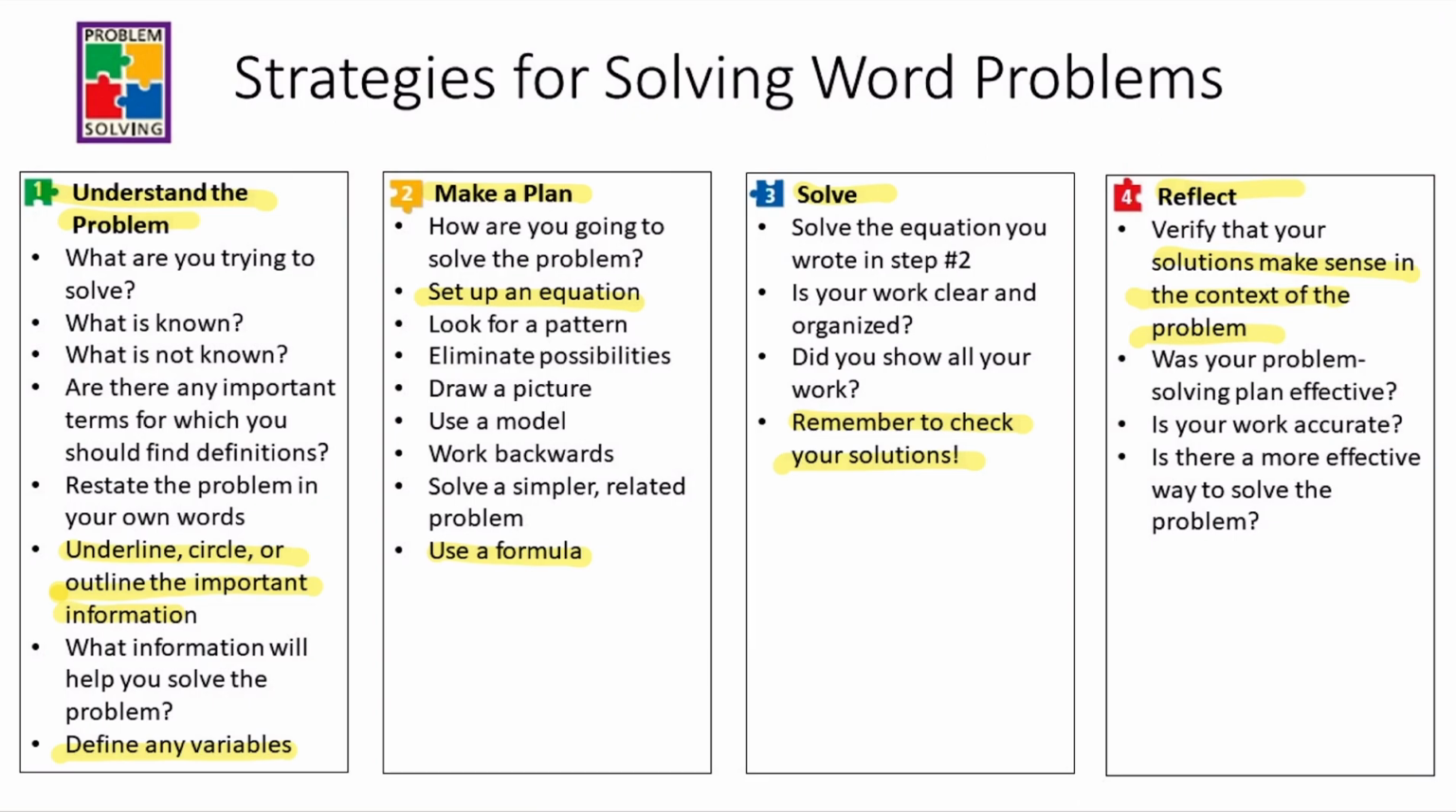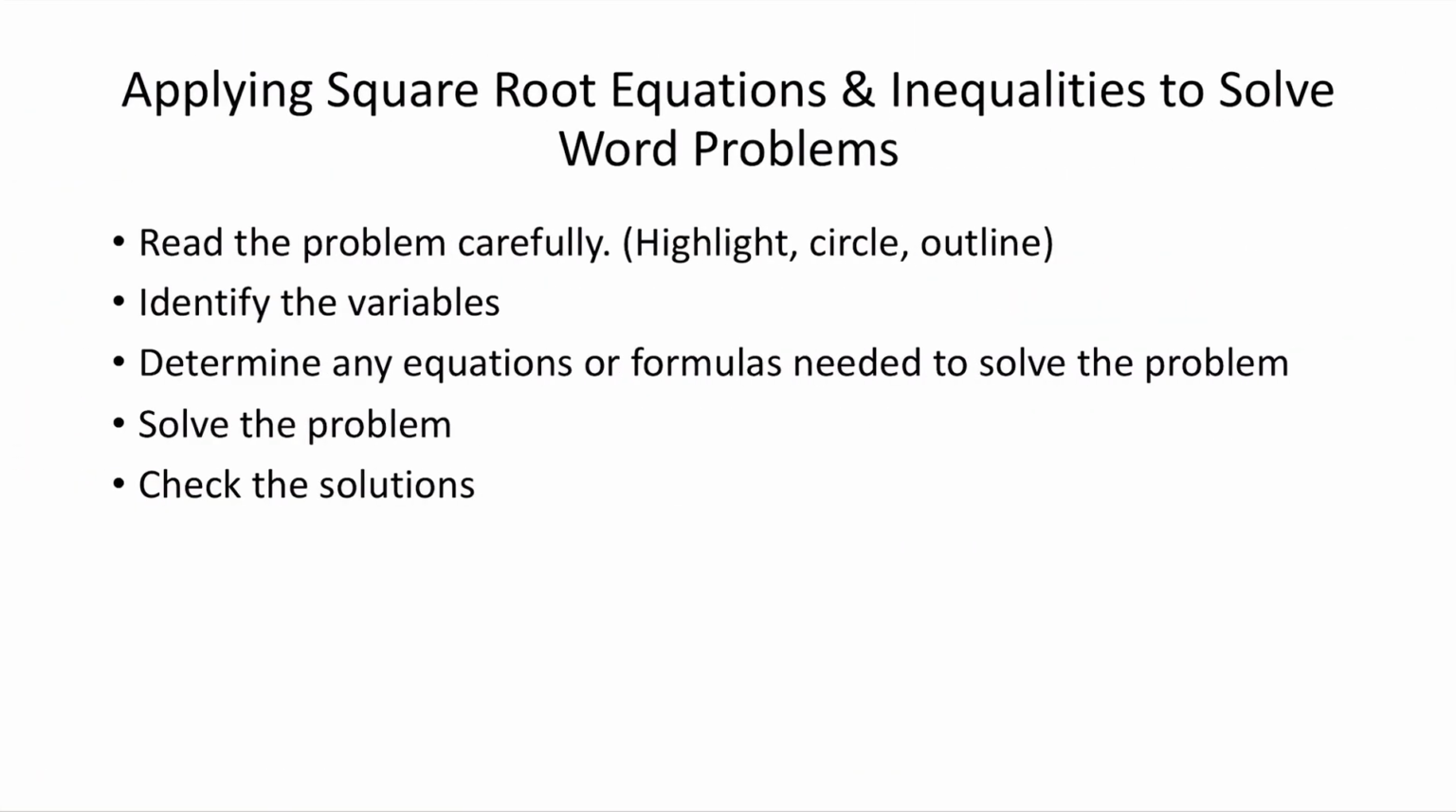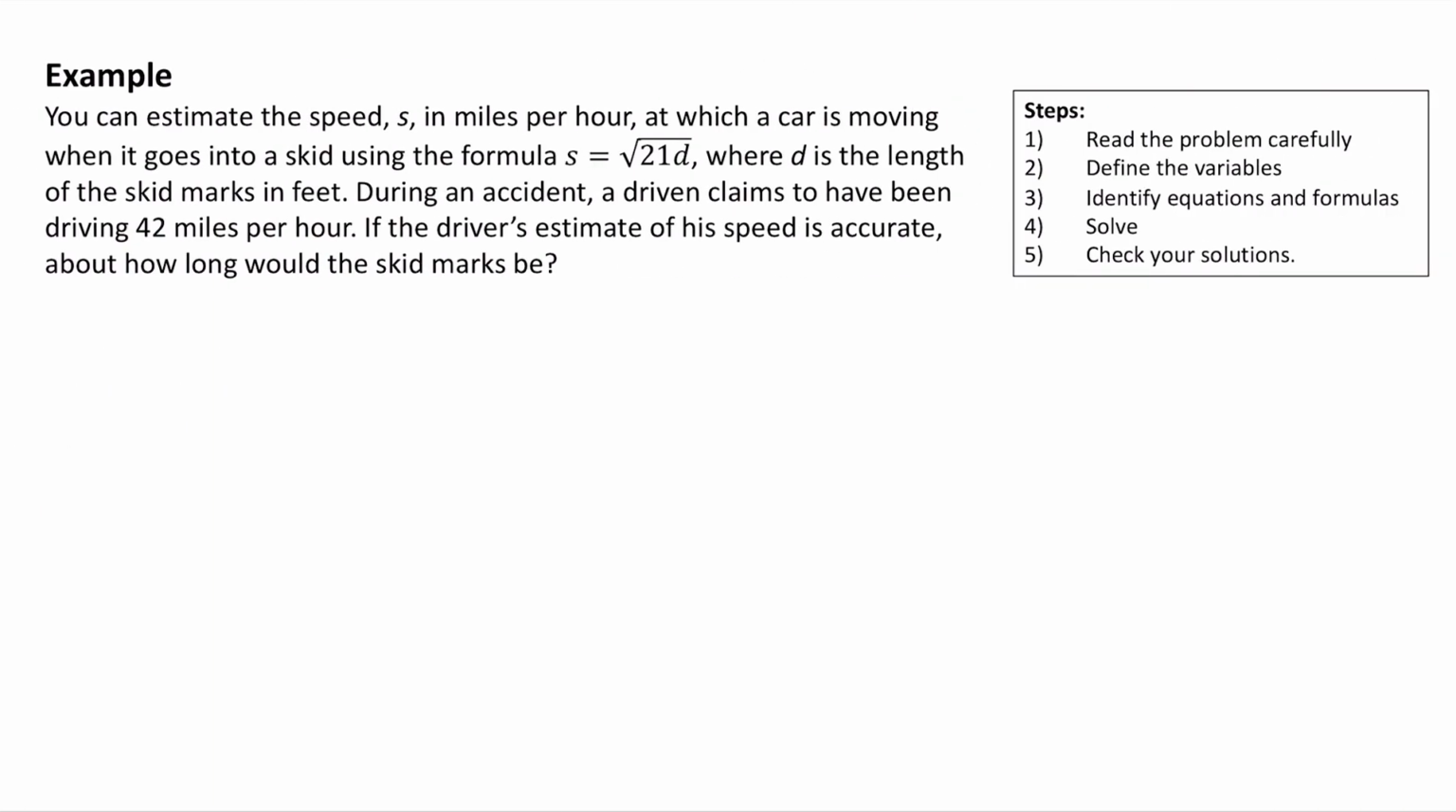Okay, so we're going to use this 4-step process to organize how we solve word problems. So let's apply some square root equations and inequalities to solve word problems. So just summarizing what we talked about, read the problem carefully, identify variables, determine any equations or formulas, then solve and check. So let's try this problem.